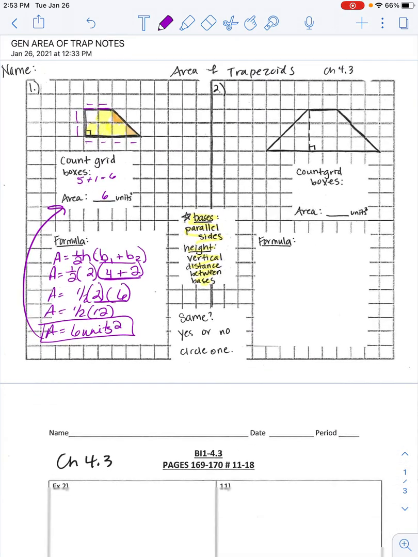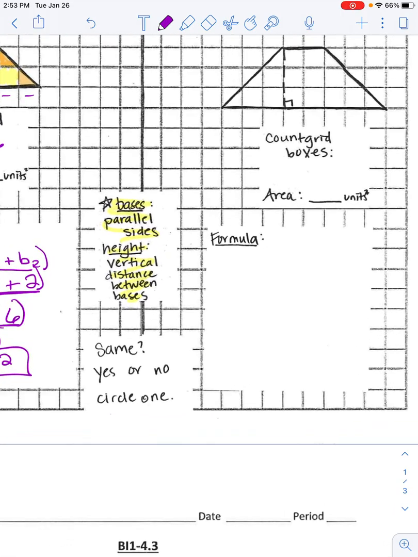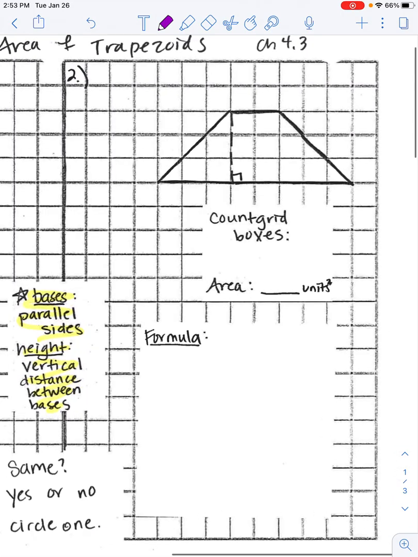So again, I know that the formula looks difficult, but it's not. You're going to add the bases together, multiply it by its height, divide it in half.